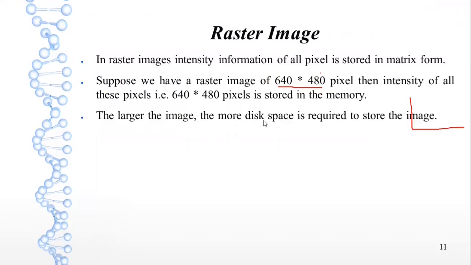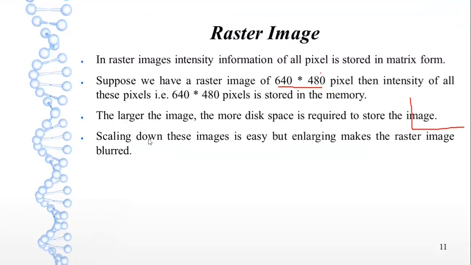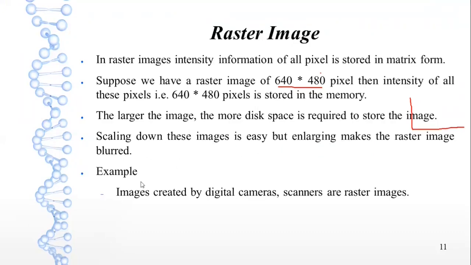The larger the image, more disk space will be required to store the image. Then scaling down this image is easy. So suppose we have one raster image whose resolution is 1000 by 1000. If we scale down that image, it means we are reducing size of that image. So reducing size of the image is easy, but enlarging makes raster image blurred. Then example, images which are captured by digital camera or scanner, they are raster images.